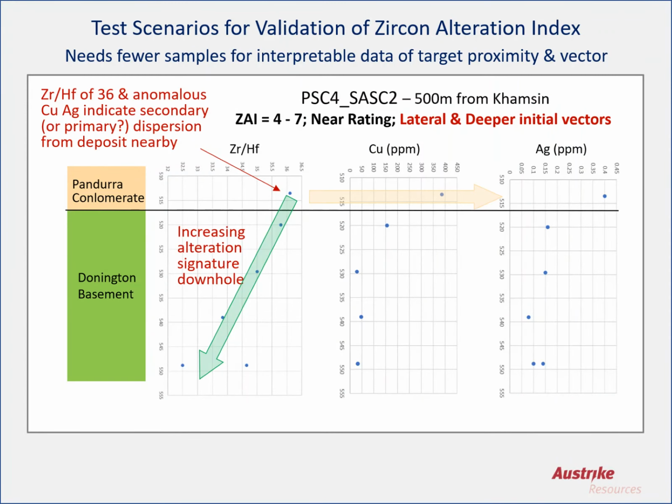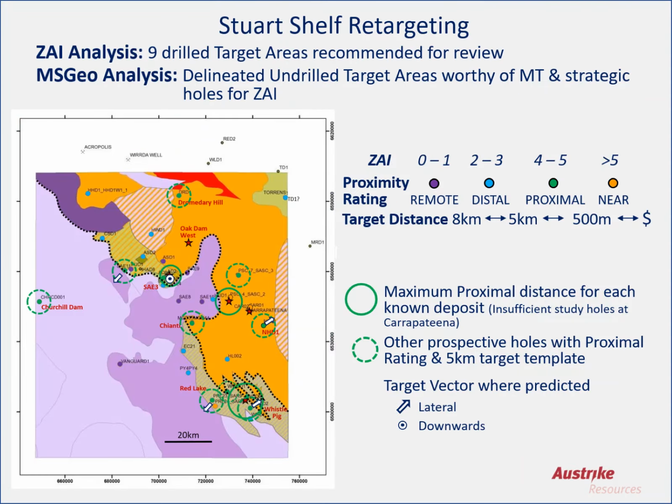ZAI offers a cheaper, simpler and more reliable method of measuring the proximities and vectors to new targets. In this example, only 6 samples are needed at the top of the basement. Having validated the ZAI concept, the study moved to examining holes around the known deposits to establish proximity ratings and templates for target distances. Four proximity ratings and target ranges were established.